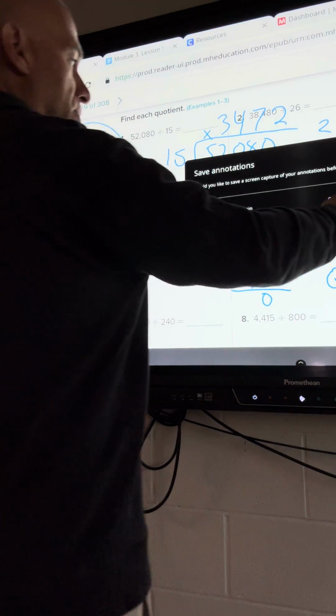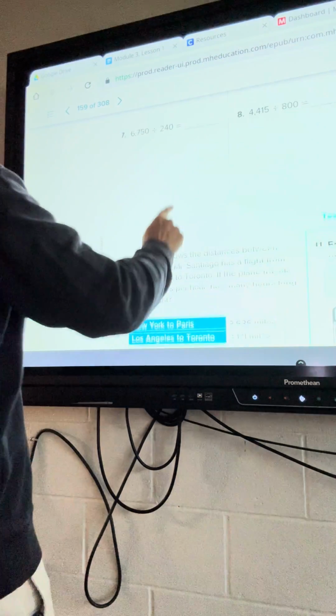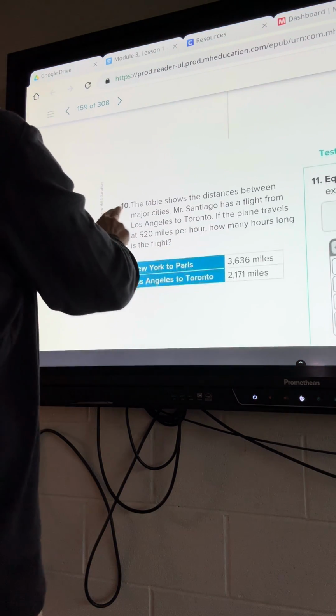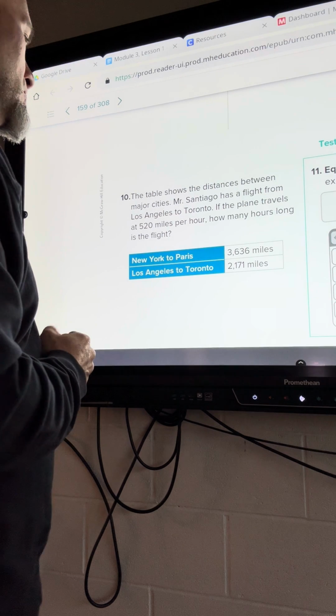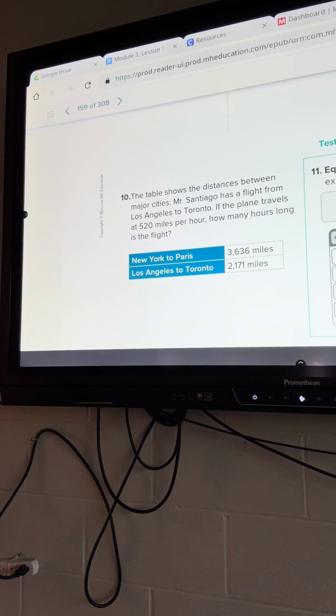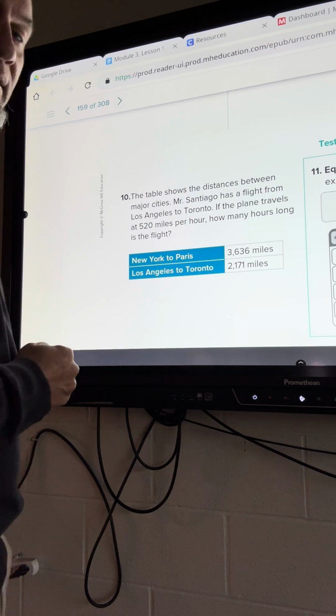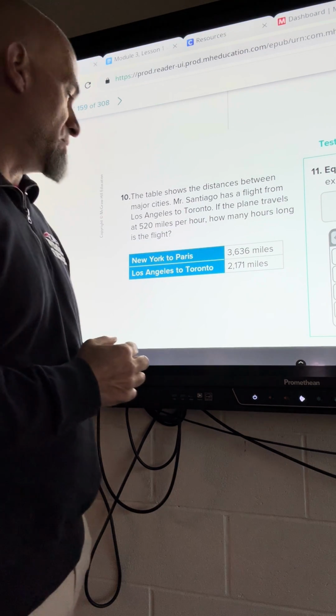Okay. Also, number 10 here, the table shows the distances between major cities. Mr. Santiago has a flight from Los Angeles to Toronto. If the plane travels at 520 miles per hour, how many hours long is the flight? All right, so see what you can do there in dividing, okay? Think about what you would have to divide here in order to get the answer, how many hours long is the flight?